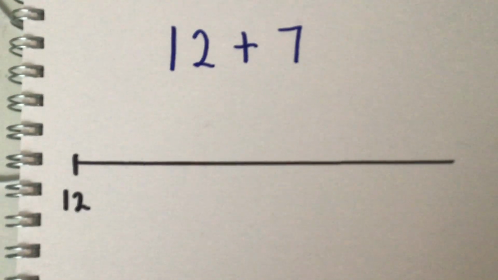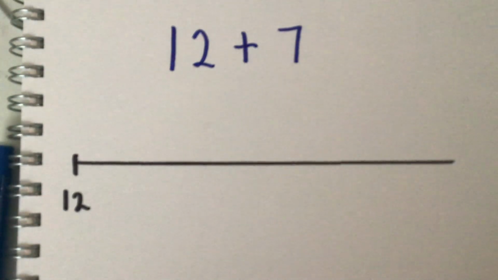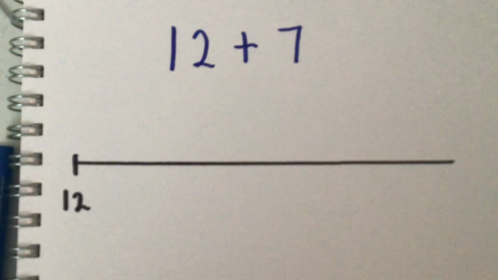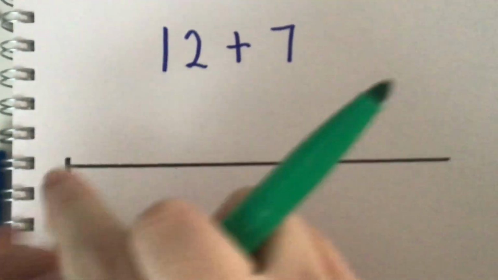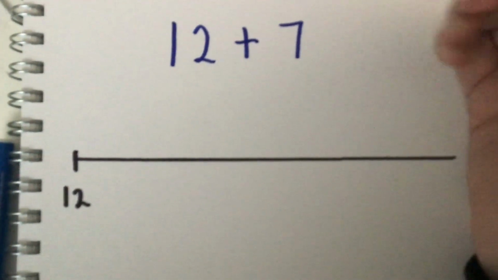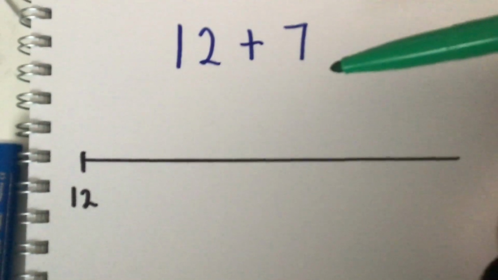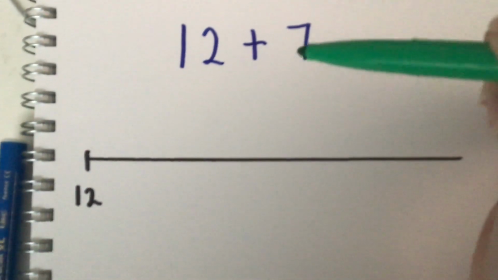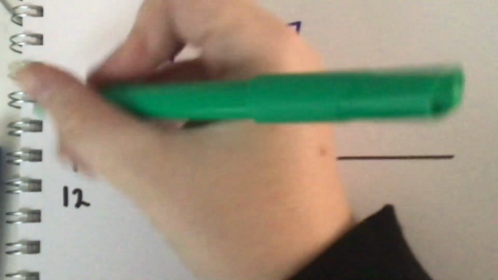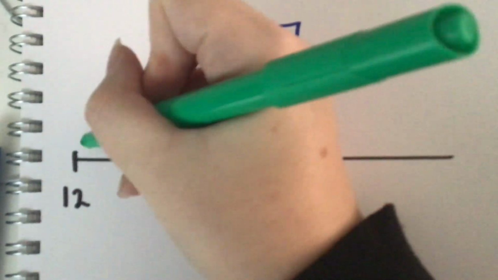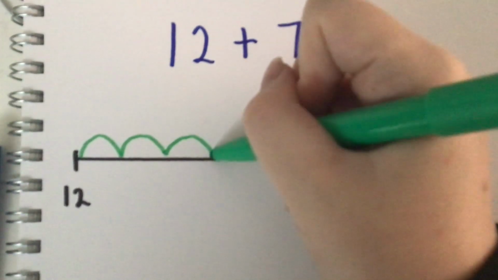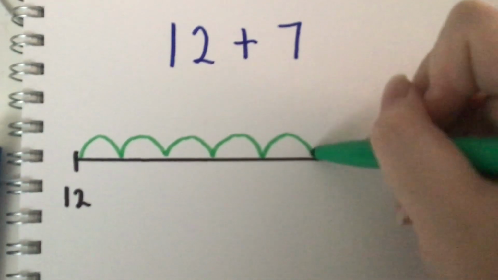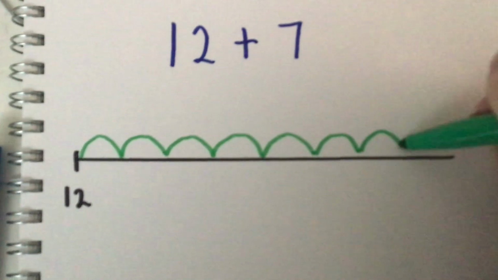The next step is to have a look at how much we need to add. So the number that I need to add to 12 is 7. So I'm going to have to jump 7 numbers to add 7 to 12. I can do it using my part whole, so I could jump 5 and 2, or I can do 7 single jumps. I'm going to do 7 single jumps today, and then another day I can show you part whole. So 1, 2, 3, 4, 5, 6, 7.